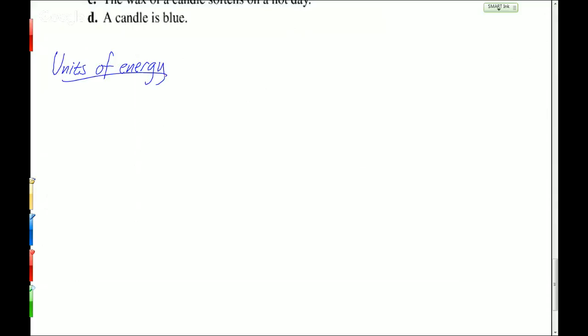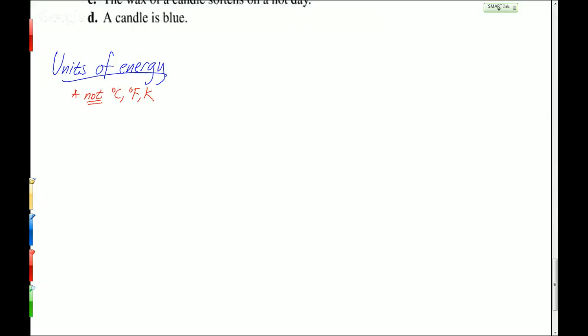How do we measure energy? First of all, not temperature. Energy is not the same thing as temperature. We can measure the transfer of energy by measuring whether something goes up or down in temperature, but a temperature is not a direct measurement of energy.